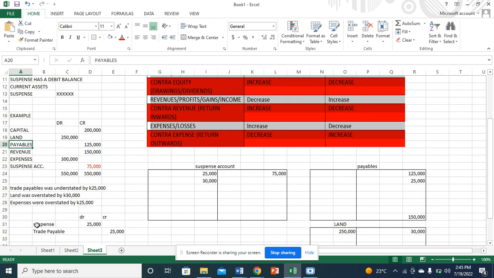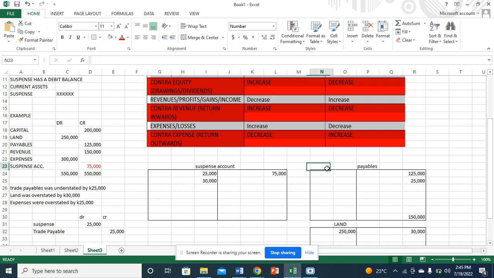So the journal entry here, you're going to credit the trade payables account. Then the suspense account, its role here is also to facilitate the double entry. So when you credit the trade payables account 25,000, you have to debit the suspense account 25,000.